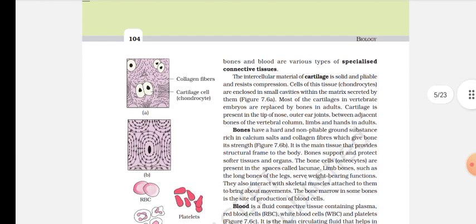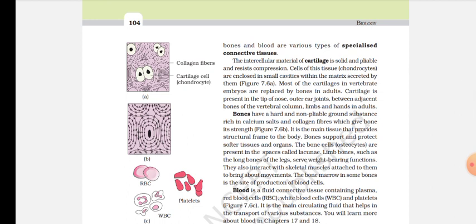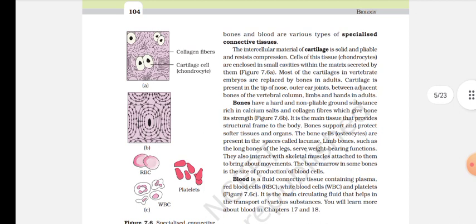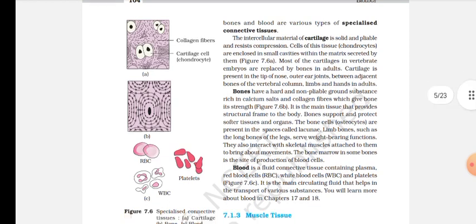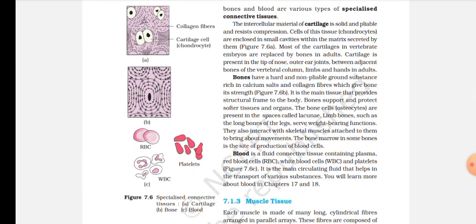Bones have a hard and non-pliable ground substance rich in calcium salt and collagen fibers, which give bone its strength. It is the main tissue that provides a structural frame to the body. Bones support and protect softer tissues and organs. The bone cells, osteocytes, are present in the spaces called lacunae. Limb bones, such as the long bones of the legs, serve weight bearing functions. They also interact with skeletal muscles attached to them to bring about movements. The bone marrow in some bones is the site of production of blood cells.